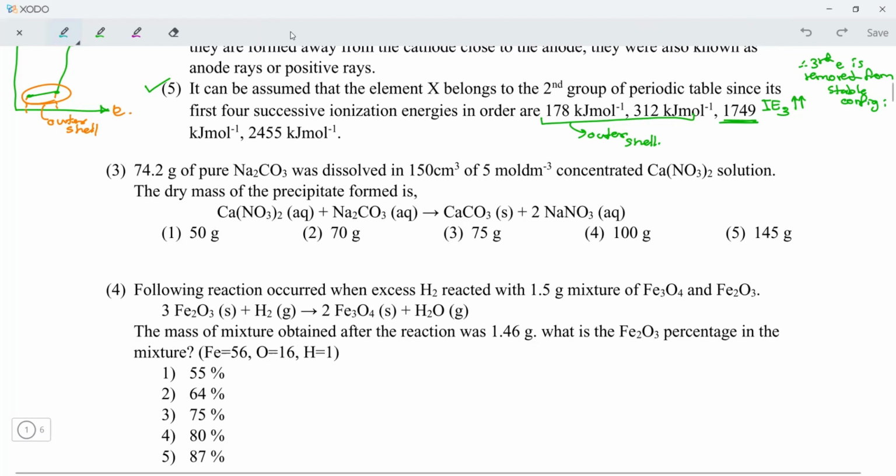So here the question is telling 74.2 grams of pure sodium carbonate is dissolved in 150 cubic centimeters of 5 mole per decimeter cube concentrated calcium nitrate solution. So now you can see pure sodium carbonate mass is there. From that you can find the moles of sodium carbonate. Here in the question they haven't given the relative atomic masses, but let's say we are having them. So we can find moles of sodium carbonate, and also we can find moles of calcium nitrate too. Okay, so those are the two reactants in the following balanced chemical reaction.